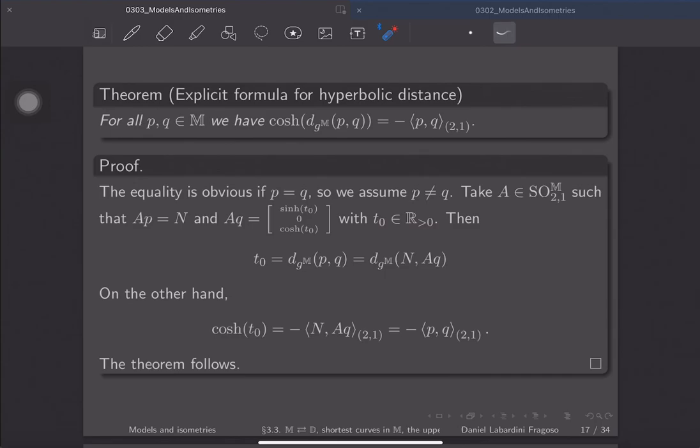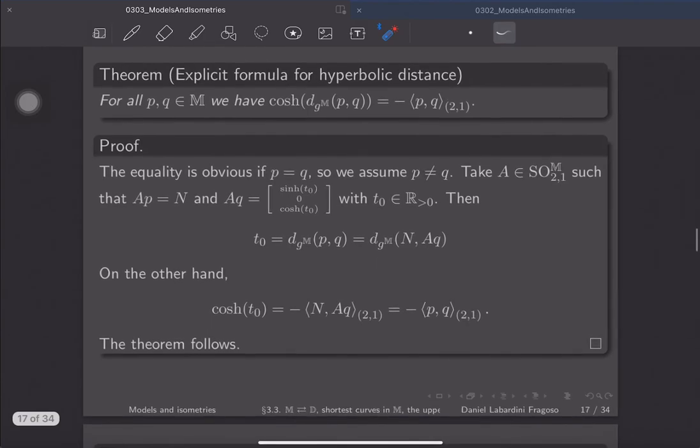Then we said that T naught was precisely the length of the shortest curve from N to this point. That is this distance. So T naught is this distance. But this distance is equal to the distance between P and Q, because A preserves those distances, because it's in the restricted Lorentz group. So T naught really is this distance.